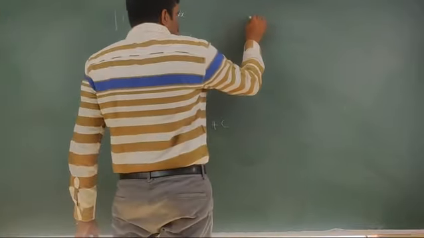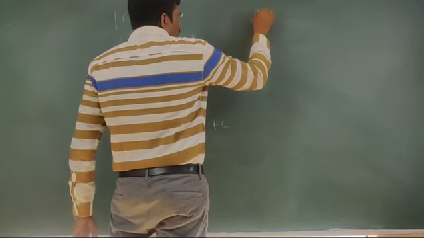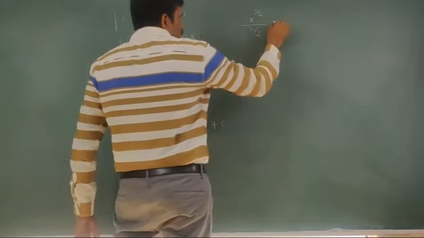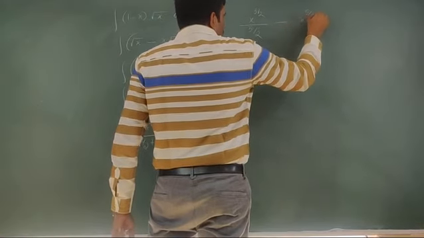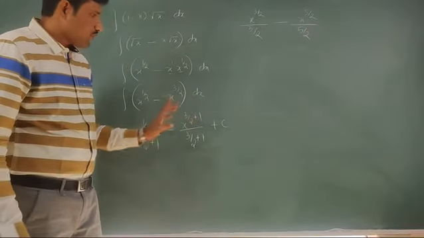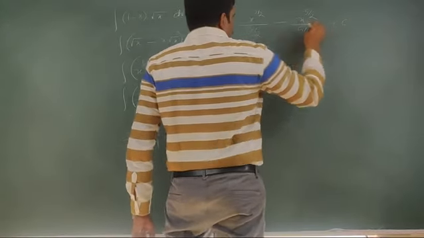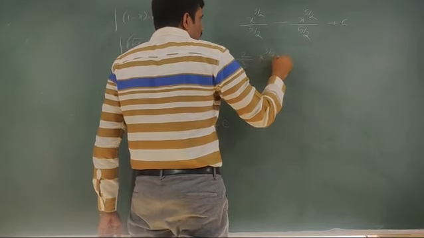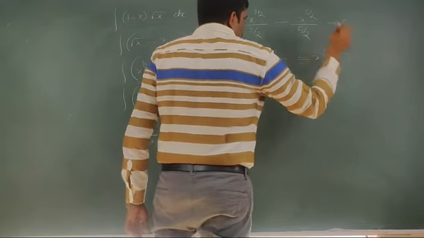Now it is x raised to 1 by 2 plus 1, that is 3 by 2, divided by 3 by 2. Minus x raised to 3 by 2 plus 1, that is 5 by 2, divided by 5 by 2 plus C. Now these 2s will come to the numerator. That is 2 by 3 into x raised to 3 by 2 minus 2 by 5 into x raised to 5 by 2 plus C.